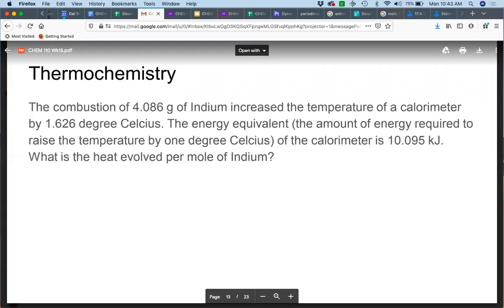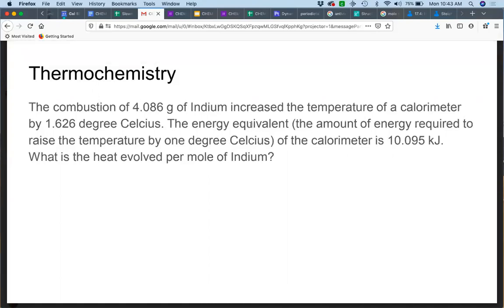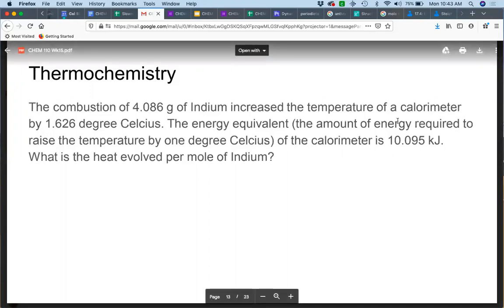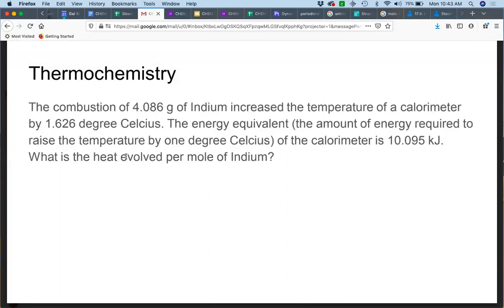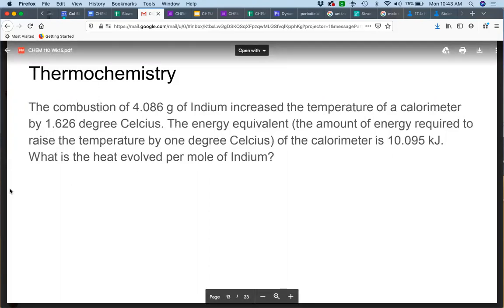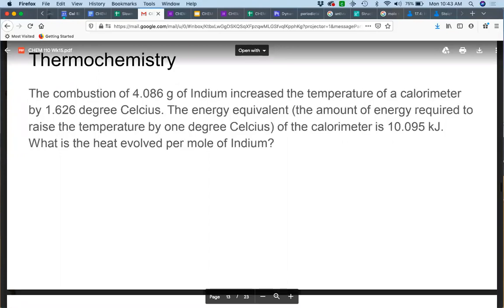So we see the word calorimeter, which should tell us, right, even if we didn't have the large title of thermochemistry, that that's the type of problem that we're solving. They give us an amount in terms of grams, or the mass. They tell us the energy equivalent, or the amount of energy required to raise the temperature by 1 degree Celsius, and they give a value. And then they're asking us to figure out the amount of heat per mole. So let's think about the information that we do know.